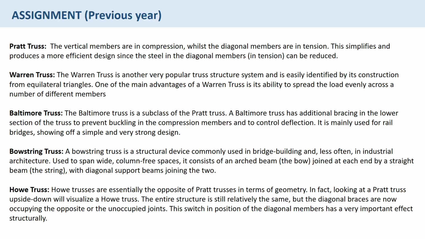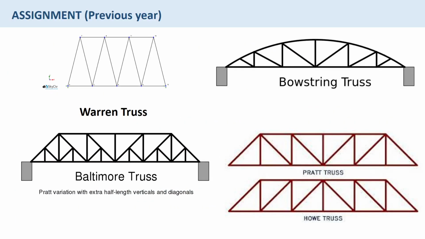The diagonal support beams joining the two. Harvey truss. Harvey trusses are essentially the opposite of Pratt trusses in terms of geometry. In fact, looking at a Pratt truss upside down will visualize a Harvey truss. The entire structure is still relatively the same, but the diagonal braces are now occupying the opposite, or the unoccupied, joints. This switch in position of the diagonal members has a very important effect structurally.